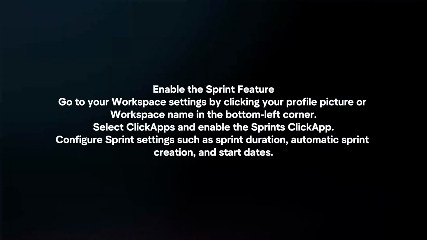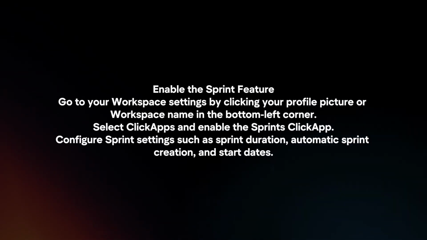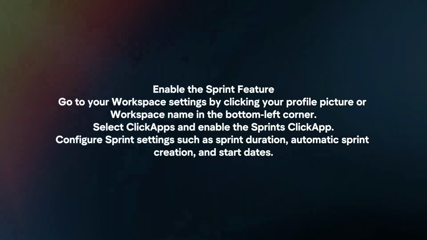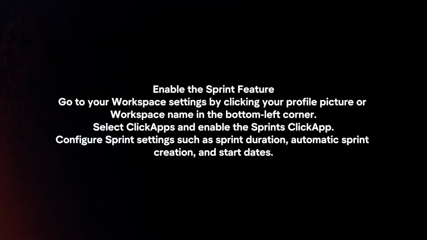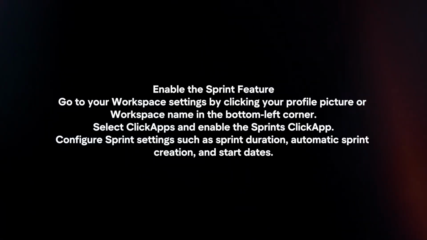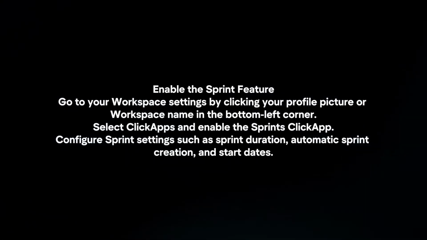Enable the sprint feature. Go to your workspace settings by clicking your profile picture or workspace name in the bottom left corner. Select ClickApps and enable the Sprint ClickApp. Configure sprint settings such as sprint duration, automatic sprint creation, and start dates.